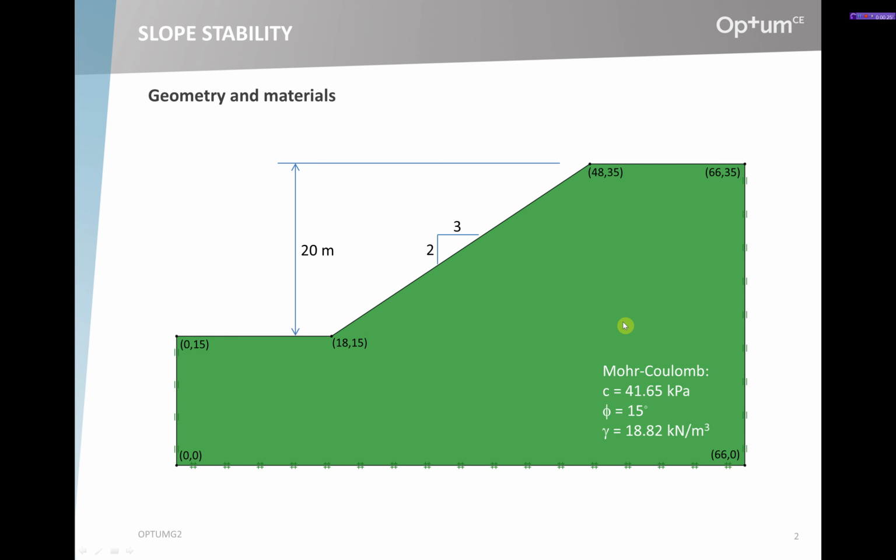It's a slope of a homogeneous material, a Mohr-Coulomb material, with parameters shown here: cohesion of 41.65 kPa, friction angle of 15 degrees, and a unit weight of 18.82 kilonewtons per cubic meter. It has a height of 20 meters and a slope of 2 to 3.